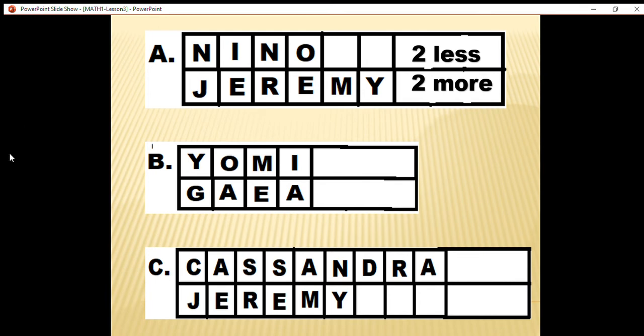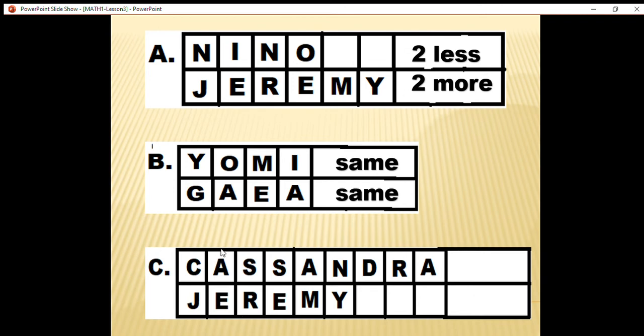Letter B, we have Yumi and Gaya. What have you observed with Yumi and Gaya? Okay, very good. They have the same number of letters. So we'll just put same. Did you get the correct answer? Very good. How about letter C?